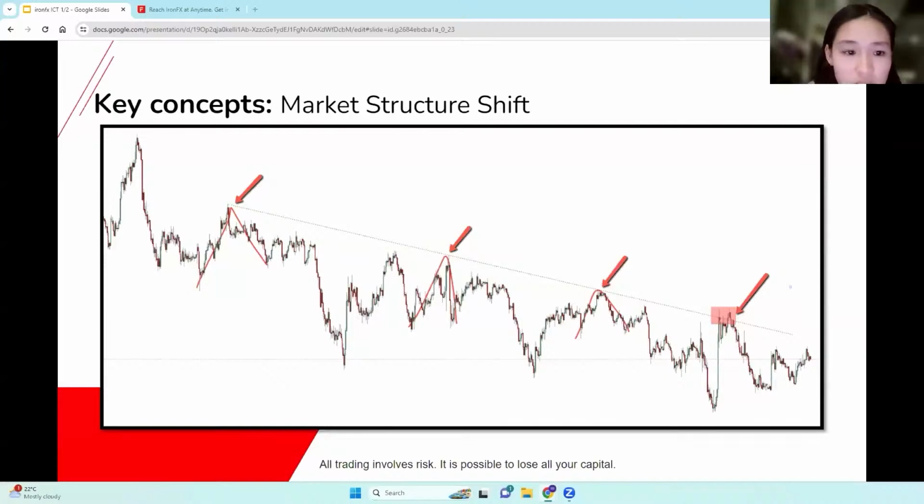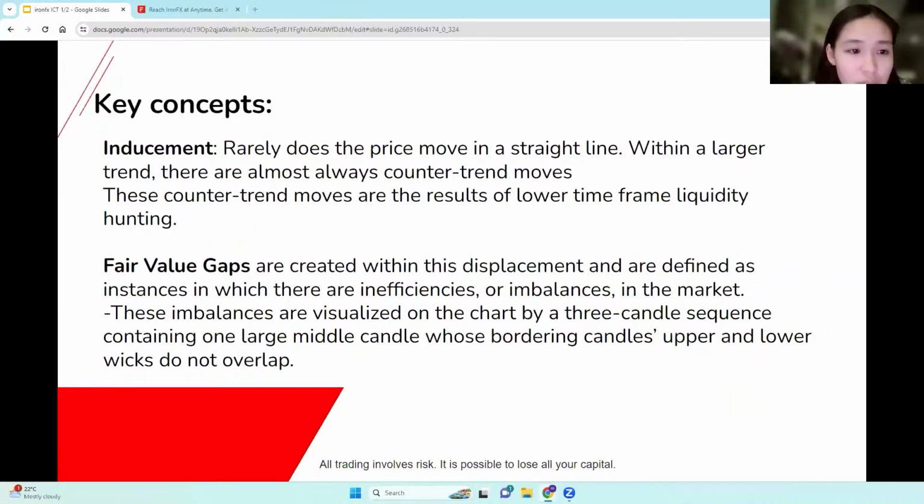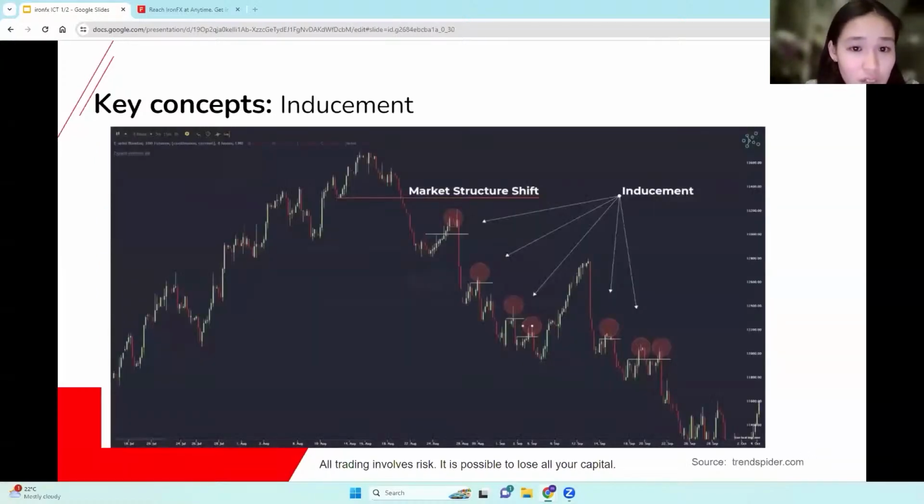Okay. So the next key concept we're looking at is the inducement. Rarely does the price move in a straight line. So within a larger trend, there are almost always counter-trend moves. These counter-trend moves are the results of lower time frame liquidity hunting. So let me show you an example.